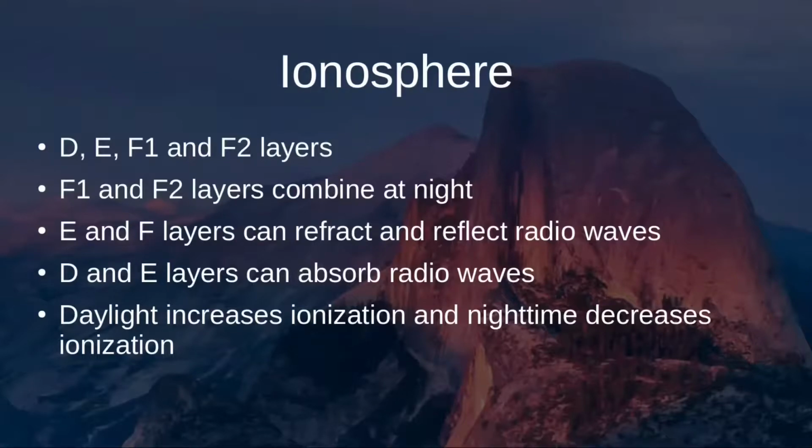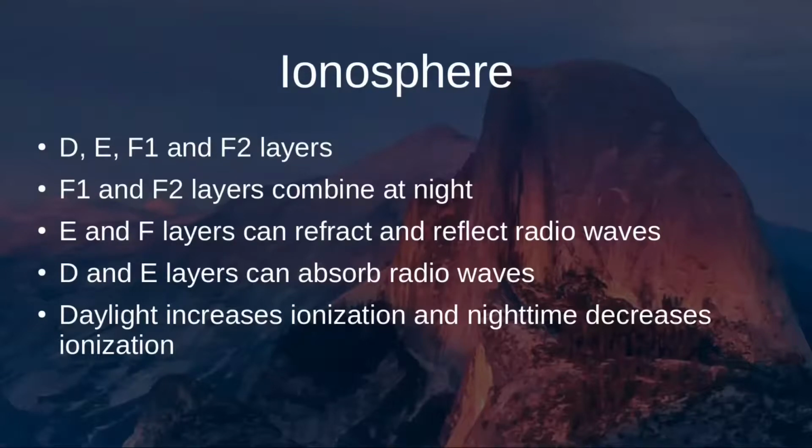The E and F layers can refract and reflect radio waves. So when radio waves are produced on the surface of the Earth and they go up through the ionosphere to the E and F layers, those layers can bend some radio waves and allow them to pass out in space, and the other radio waves are reflected back down to Earth. The D and E layers, which are closest to the Earth's surface, can absorb radio waves. So that's good news and bad news. Mainly bad news for the HF frequencies, the lower bands during the daytime hours.